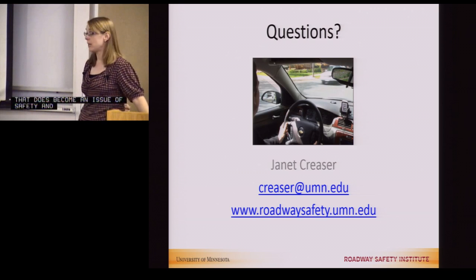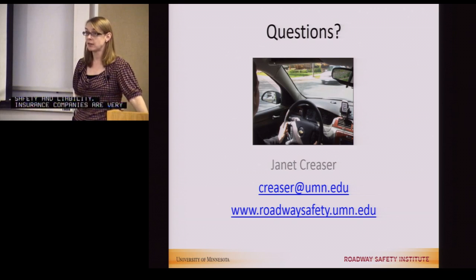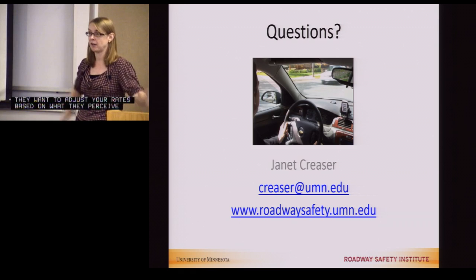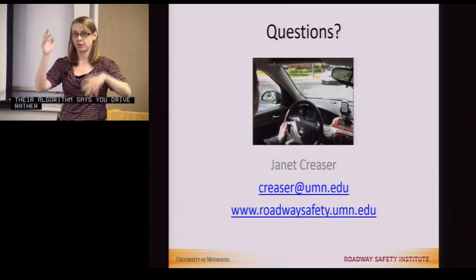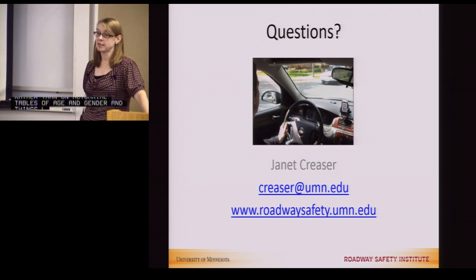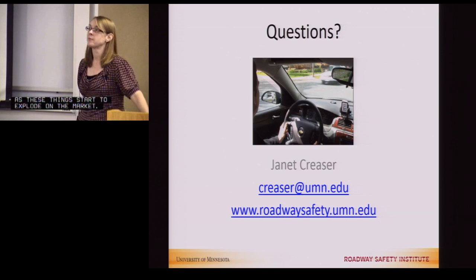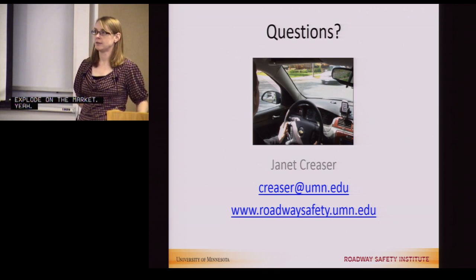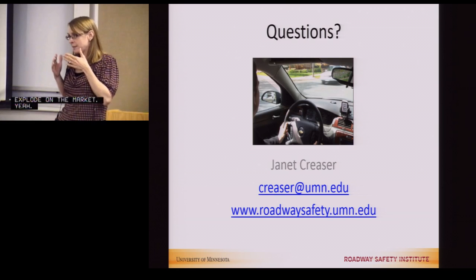Insurance companies are very interested in telematics technologies like this for that very reason. They want to adjust your rates based on what their algorithm says about how you drive, rather than on actuarial tables of age and gender and things like that. They really want to see that. So I think we're going to see more conversations about that as these things start to explode on the market. Yeah. And I'm a psychologist, not a policy expert.